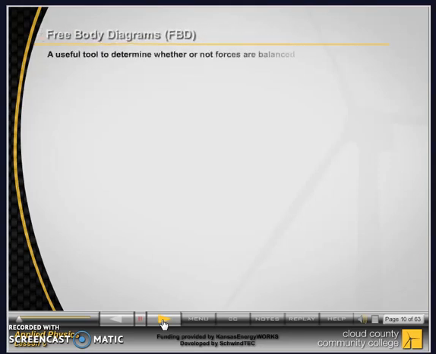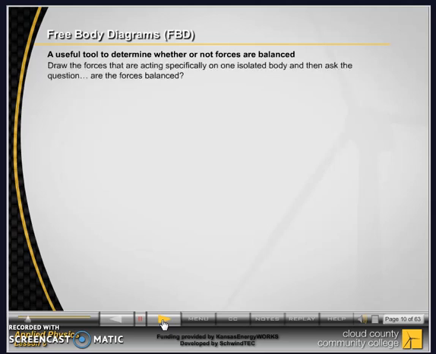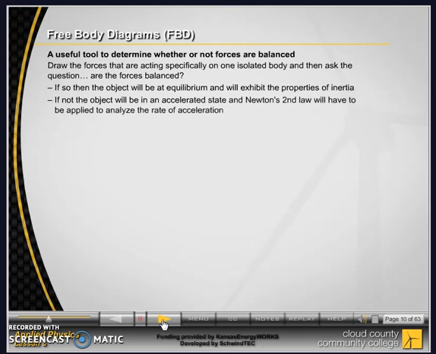A useful tool to determine whether or not forces are balanced is the free body diagram. You draw the forces that are acting specifically on one isolated body and then ask the question, are the forces balanced? If so, then the object will be at equilibrium and will exhibit the properties of inertia. If not, the object will be in an accelerated state, and Newton's second law will have to be applied to analyze the rate of acceleration.